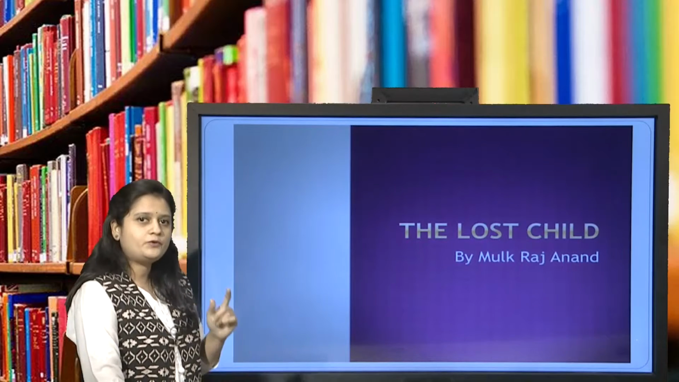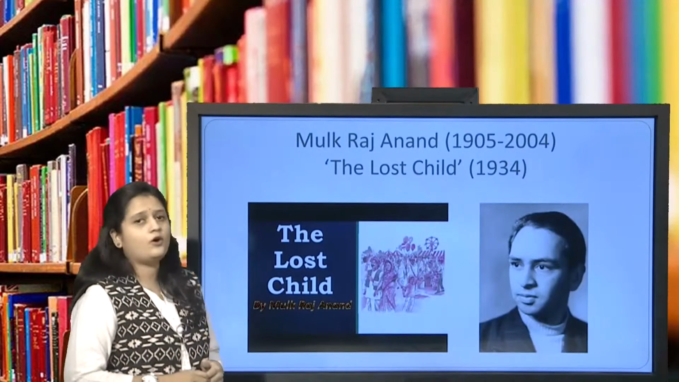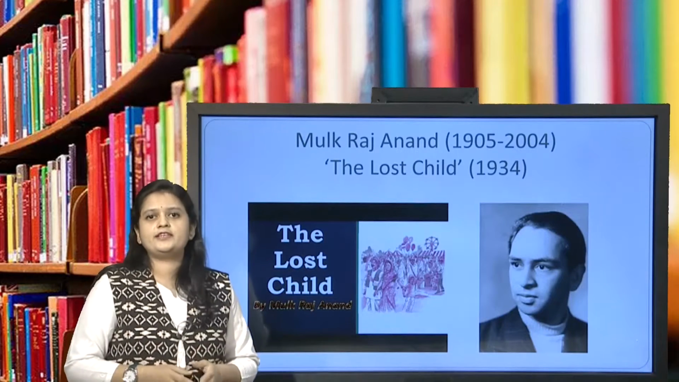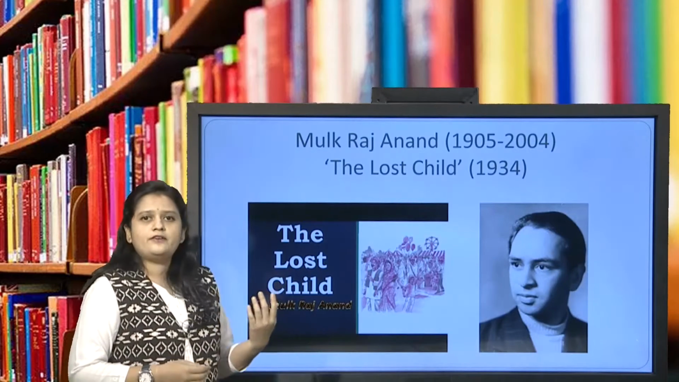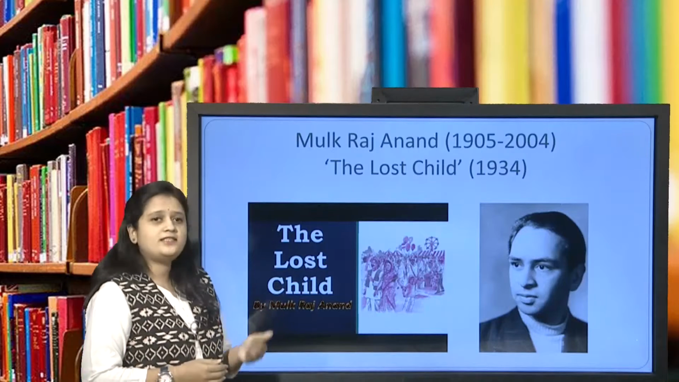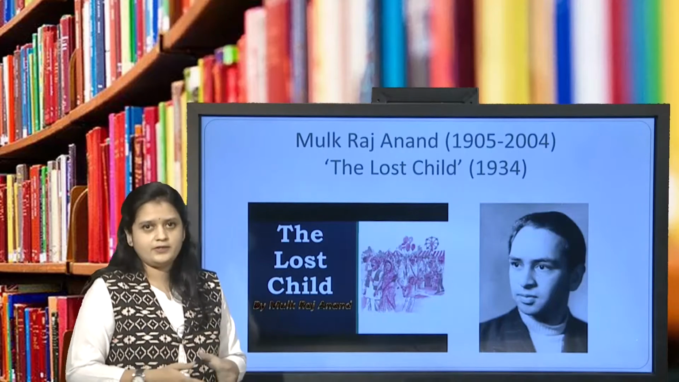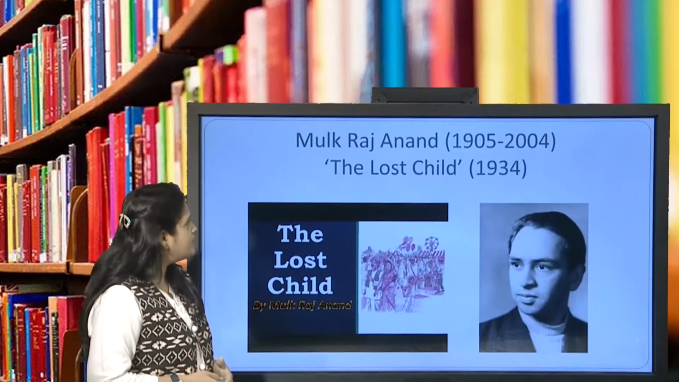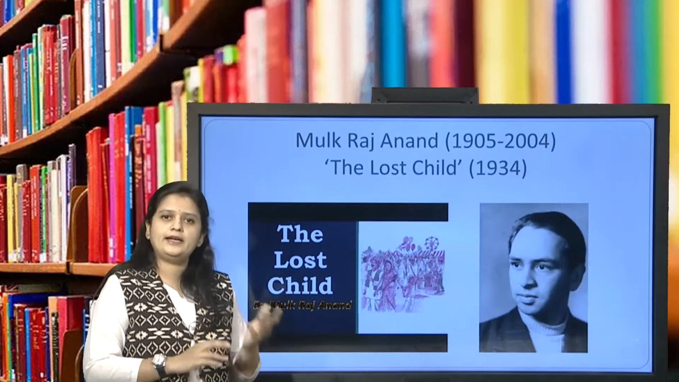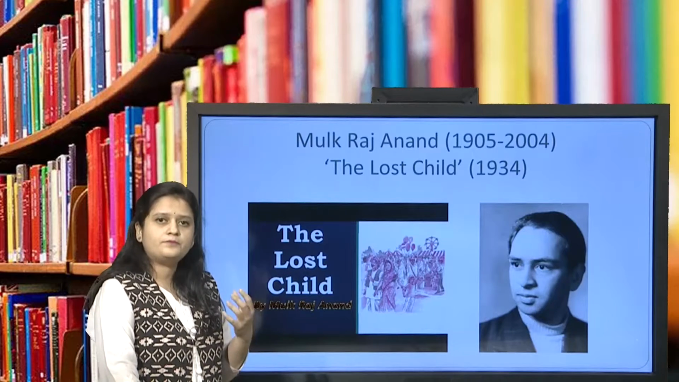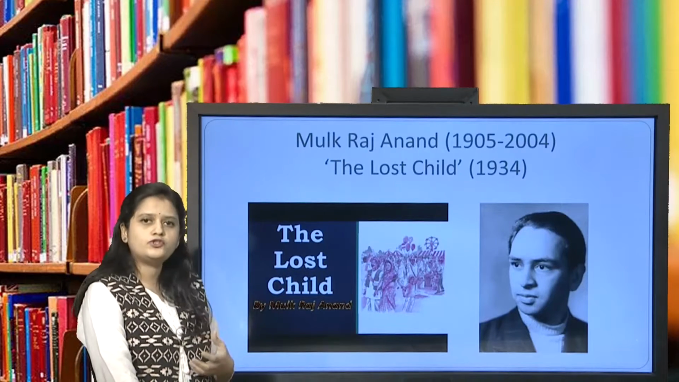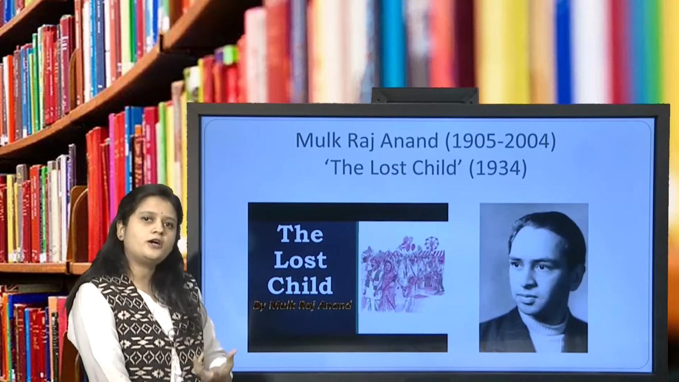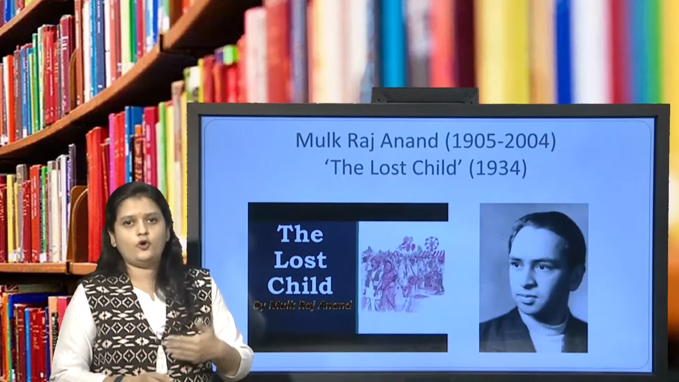So moving further, I would like to start with a brief introduction of our author for the day. You can see here on the right hand side is a portrait of Mulkraj Anand. He was born in the year 1905 and he passed away in the year 2004, that is very recently. And The Lost Child is a collection of short stories. It was published in the year 1934, that is pre-independence era, and the writer belongs to pre-independence era, and most of the writings that are credited to Mulkraj Anand, they talk about Indianness on the whole.